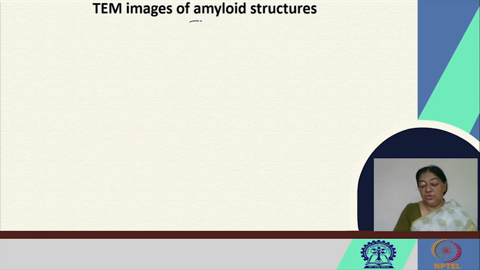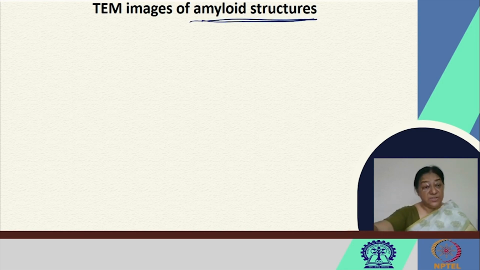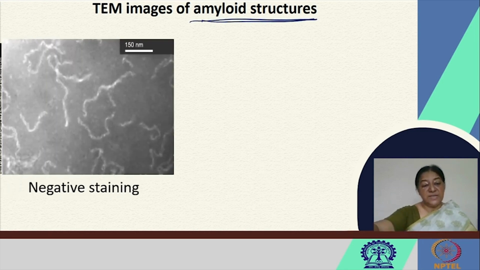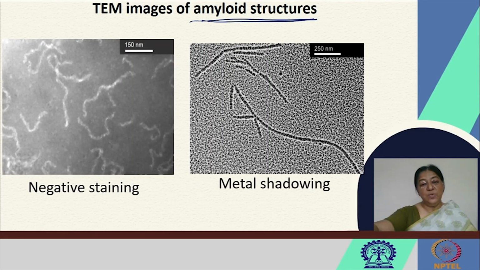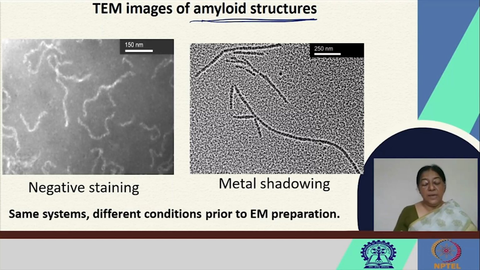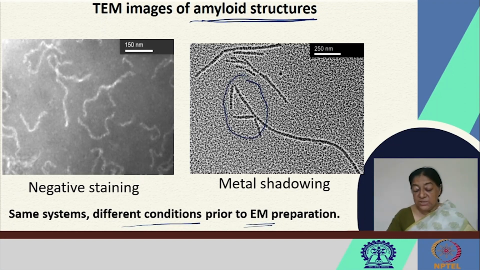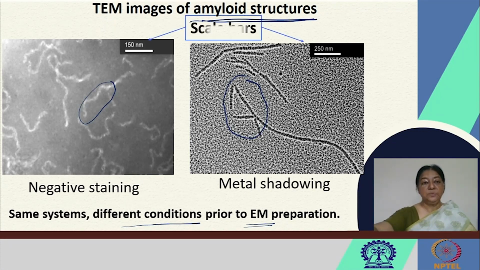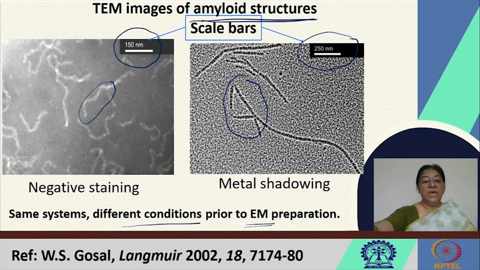If we look at amyloid structures, a topic that we are going to cover when we study protein aggregation and protein-protein interactions, we will look at a negative staining set and a metal shadowing set. These are the same systems, but because of the different conditions prior to the electron microscopic preparation, we have distinctive sets where we can actually see the different fibrils in the microscopic image. The scale bars are important for the microscopic images as well, because they tell us how long our fibers or fibrils are.